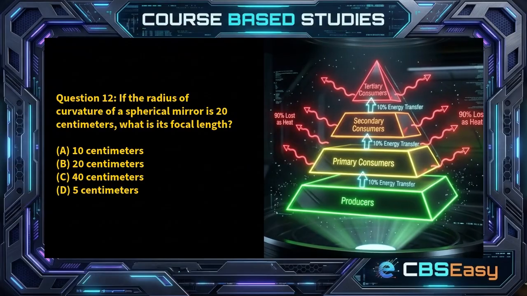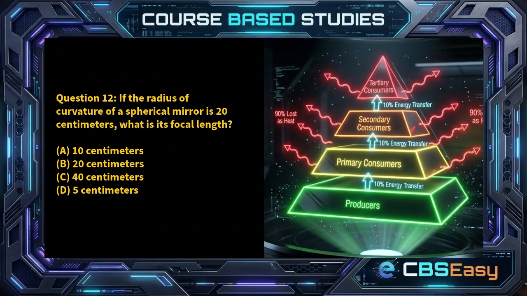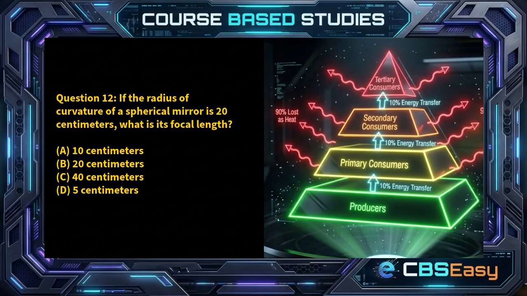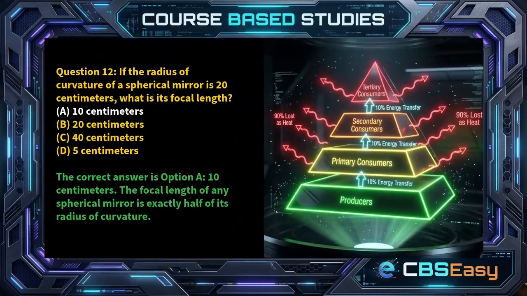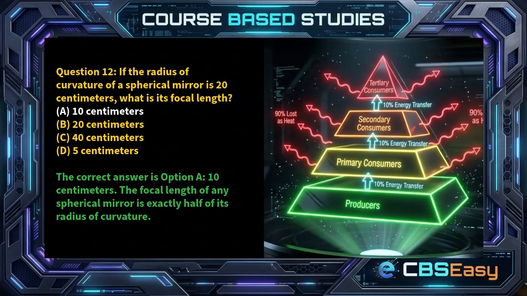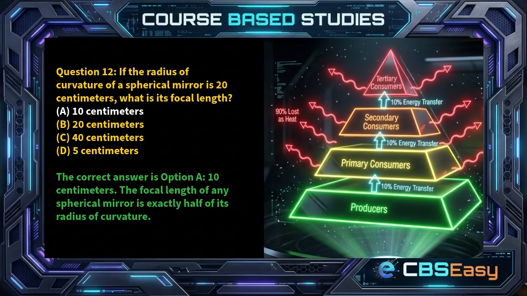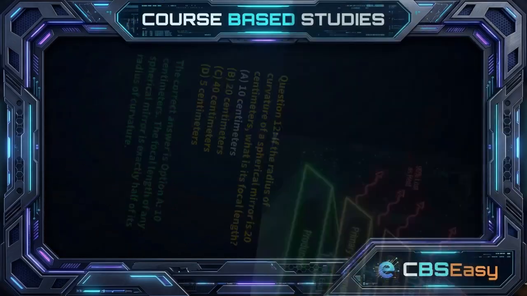Question 12. If the radius of curvature of a spherical mirror is 20 centimeters, what is its focal length? The correct answer is option A, 10 centimeters. The focal length of any spherical mirror is exactly half of its radius of curvature.